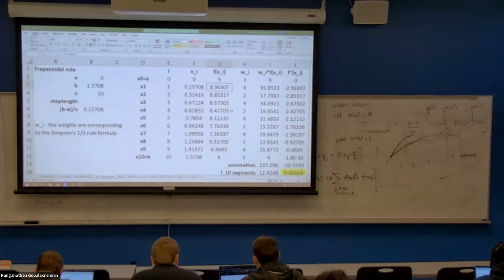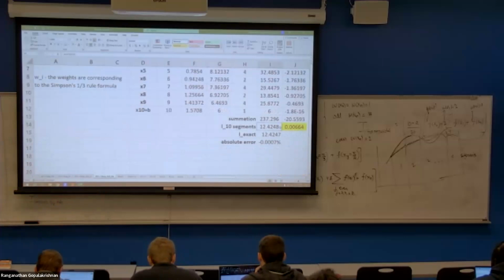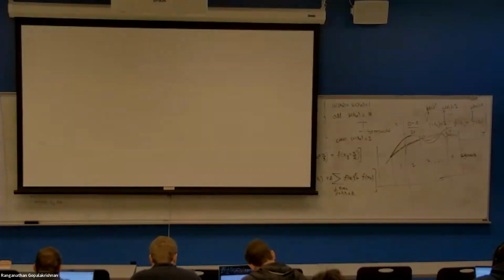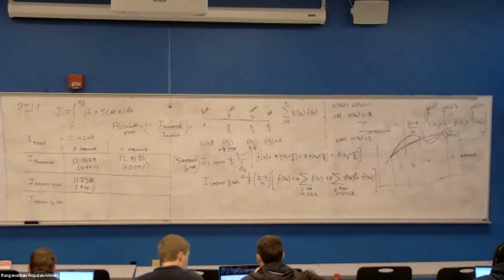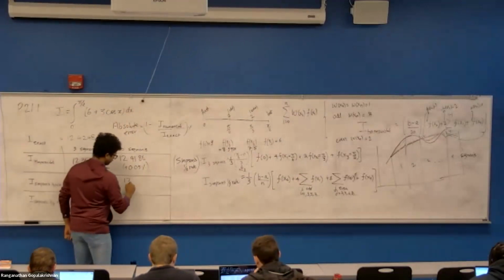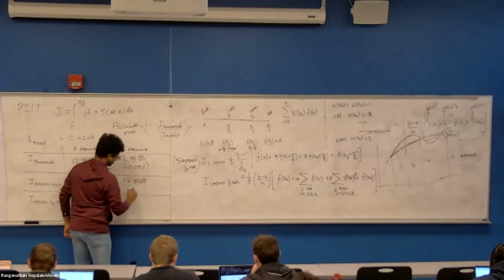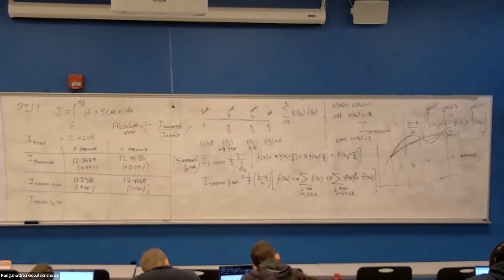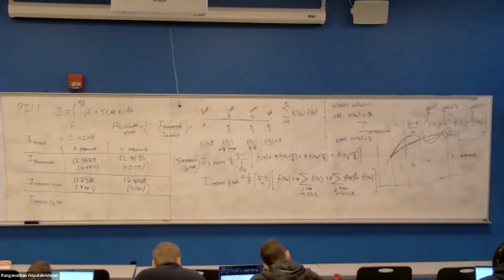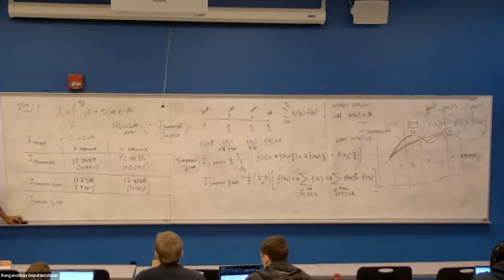All right, so 12.4248, grab it and put it in your table. 12.4248, which is like 0.00% error. You have to use only 2 decimal points. Okay. Now, any questions at this point before I go to the next form?